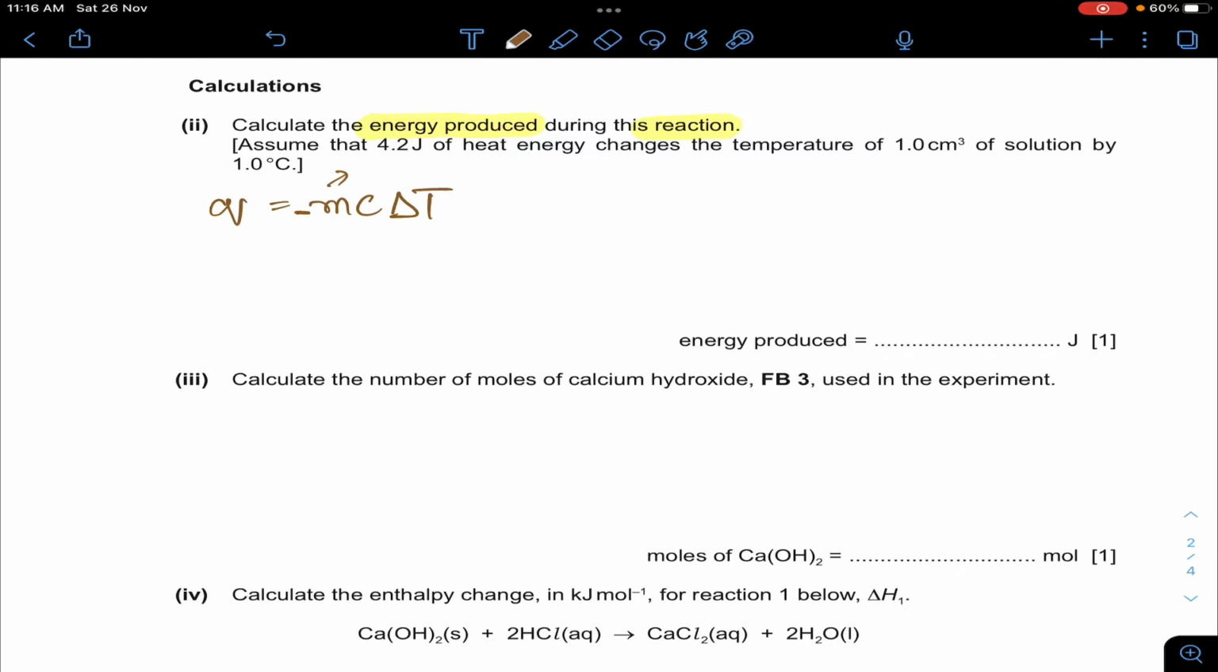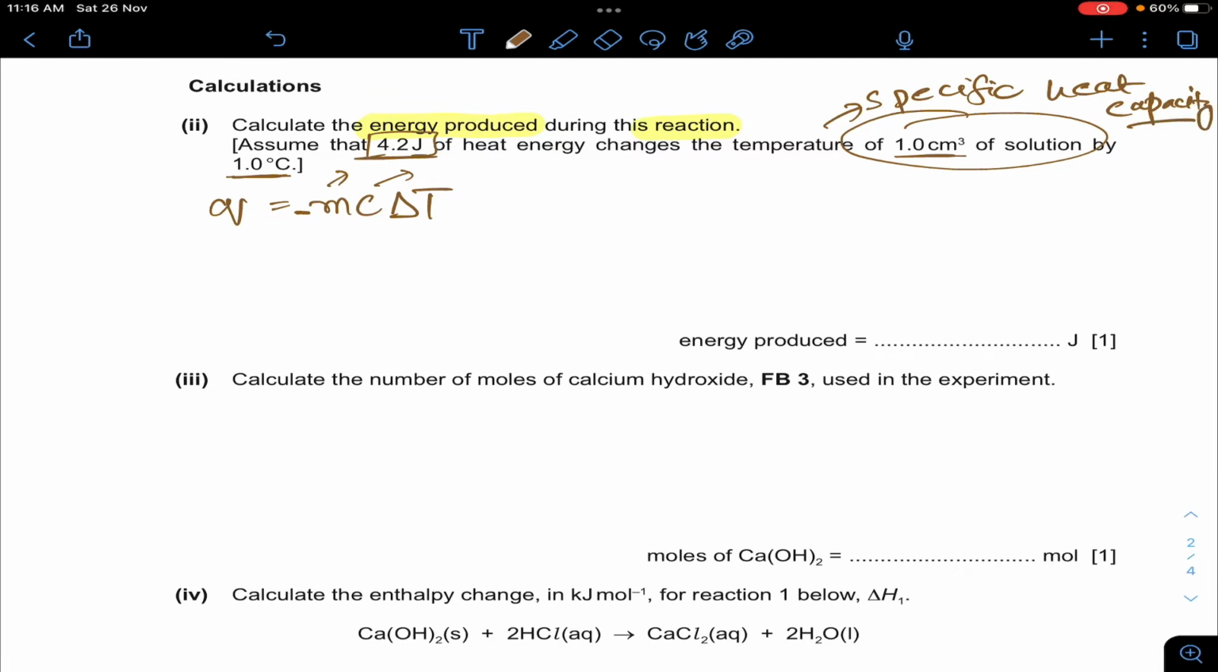m is the mass of the solution of which we have noted the temperature. c is specific heat capacity, and they have given us: assume that 4.2 joules of heat energy changes the temperature of 1 cm cube of the solution by 1 degree centigrade. So to raise the temperature of 1 cm cube of solution by 1 degree centigrade, 4.2 joules of heat energy is needed. This is the specific heat capacity, represented by c, and they have given us the value 4.2. So we have to calculate Q.